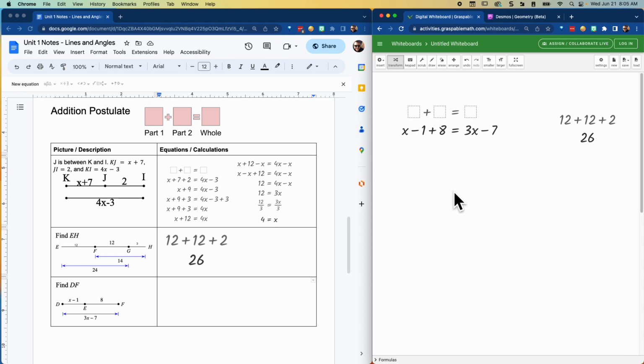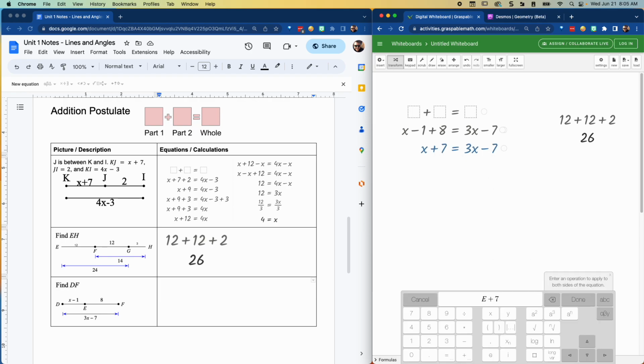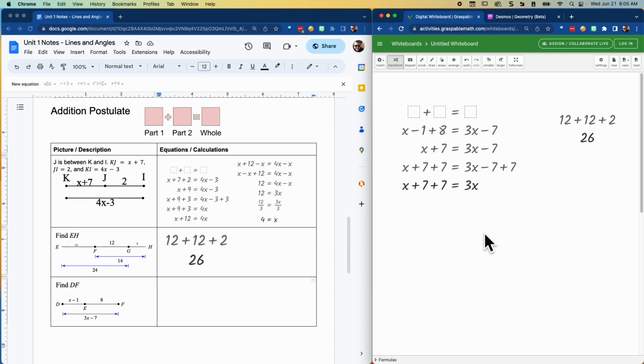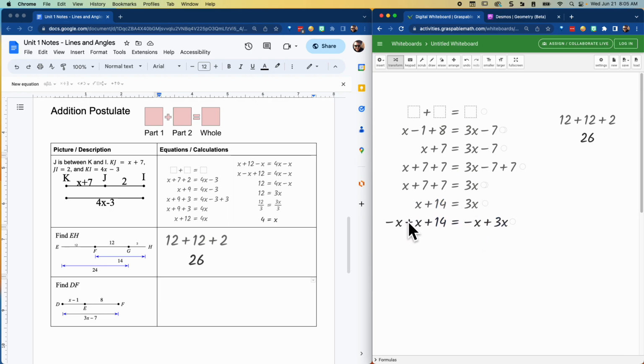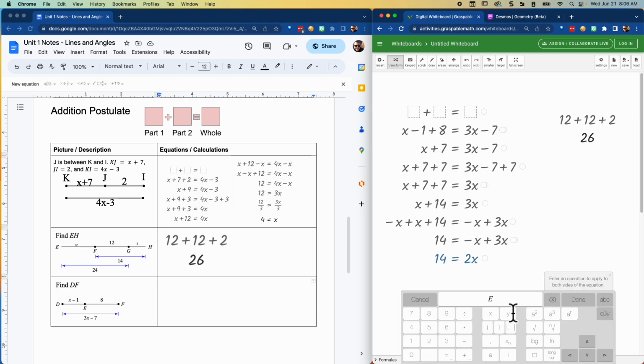Now I just need to get the x by itself and solve this equation. And then I need to figure out how that's going to calculate or measure the full segments using that number for x. I immediately notice I can combine negative 1 and 8. Now I have a plus 7 and a minus 7. I'm going to add 7 to both sides to make a 0 on the right. And that gives me x plus 14 on the left. Then I'm going to add a negative x to the left side. And that'll let me make a 0 over here. I have 14 equals negative x plus 3x. And the last thing, I just need to divide by 2. So I'm going to divide both sides by 2.